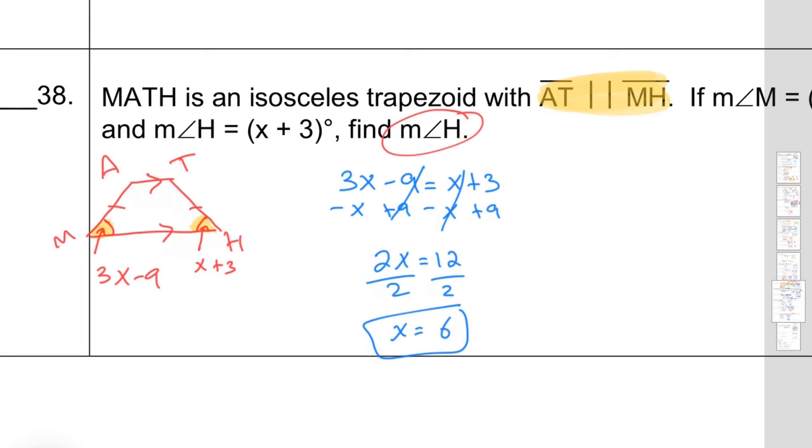And now, 6 is not my answer. 6 is the value of x. I want to know what the angle measurement of angle H is. So all I have to do is plug x in here, and I get my answer. And so the measurement of angle H, when I plug it in, is 6 plus 3, or 9 degrees.